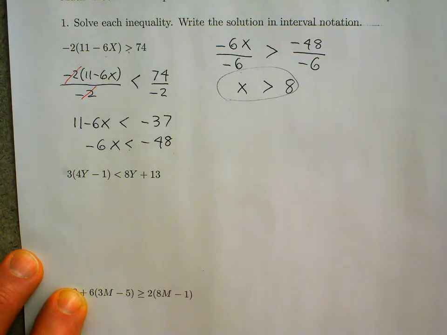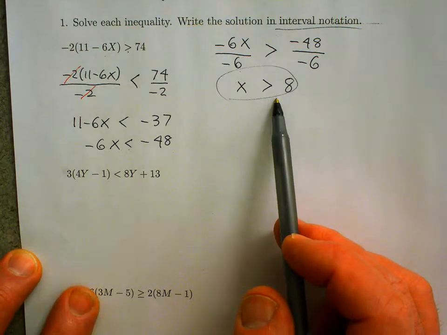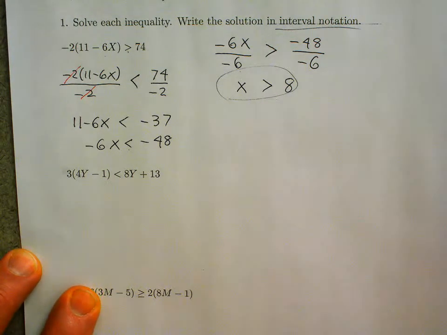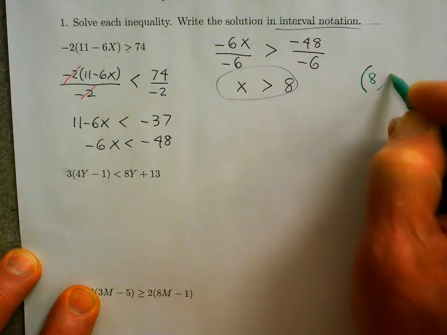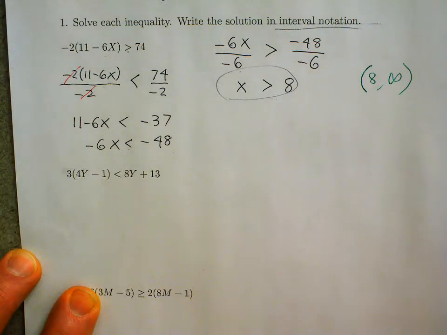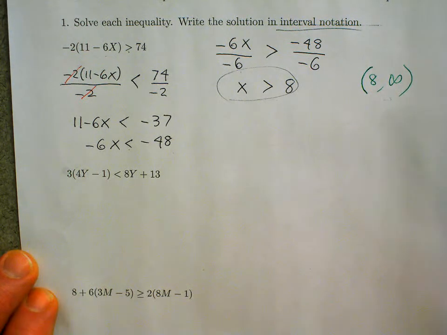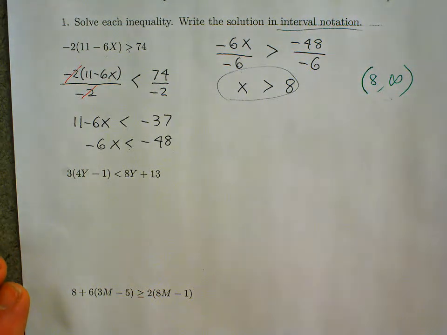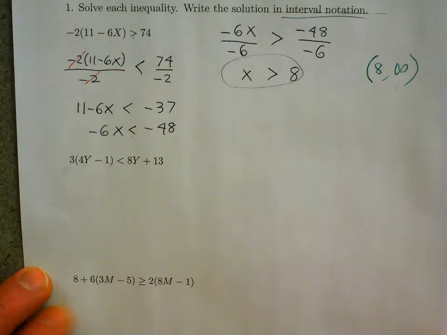Okay, then write the interval notation. This is the algebraic notation. If x is greater than 8, the interval notation is parenthesis 8, comma, infinity. So these mean the same thing. One is in algebraic notation, the other one is in interval notation. And let's move on to the next one.